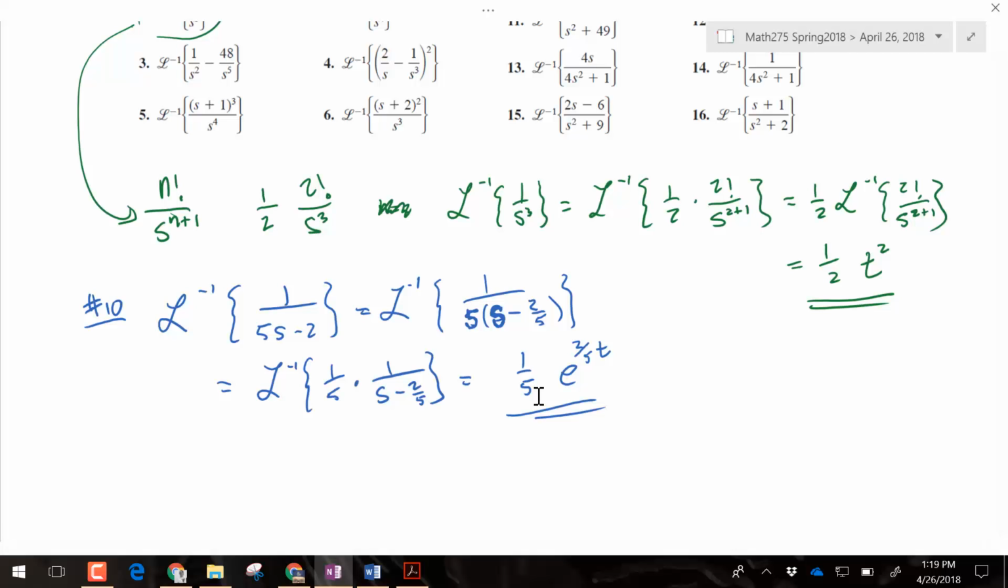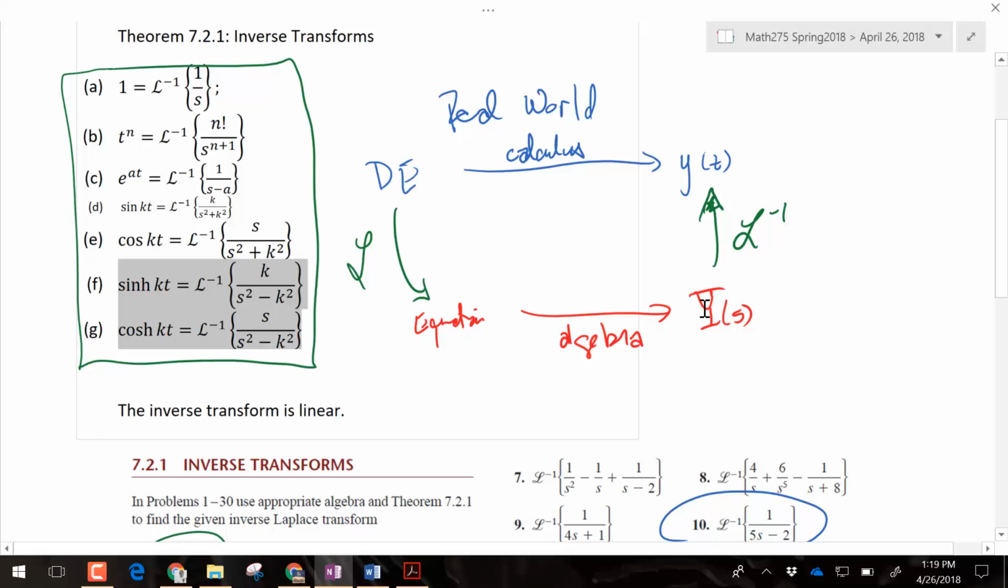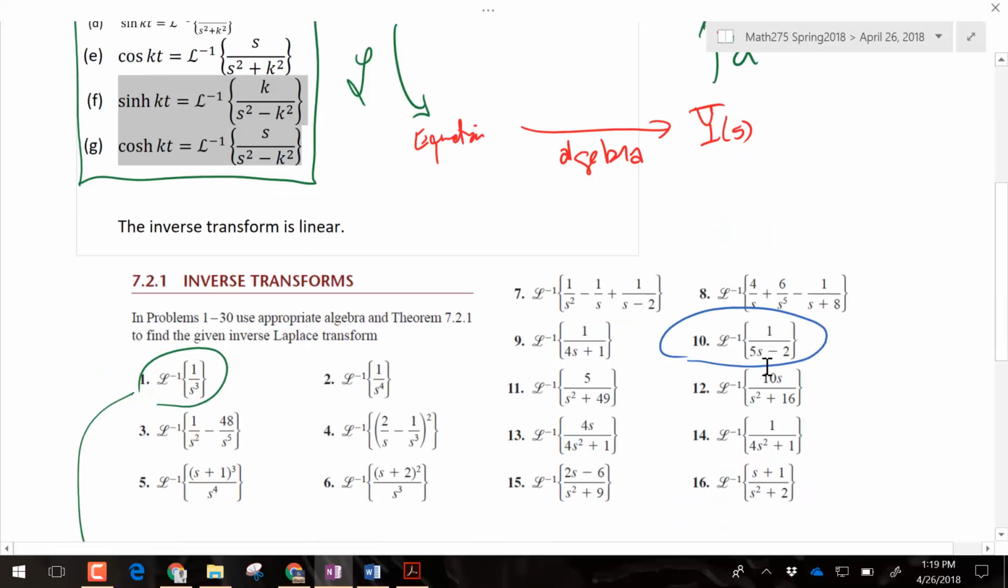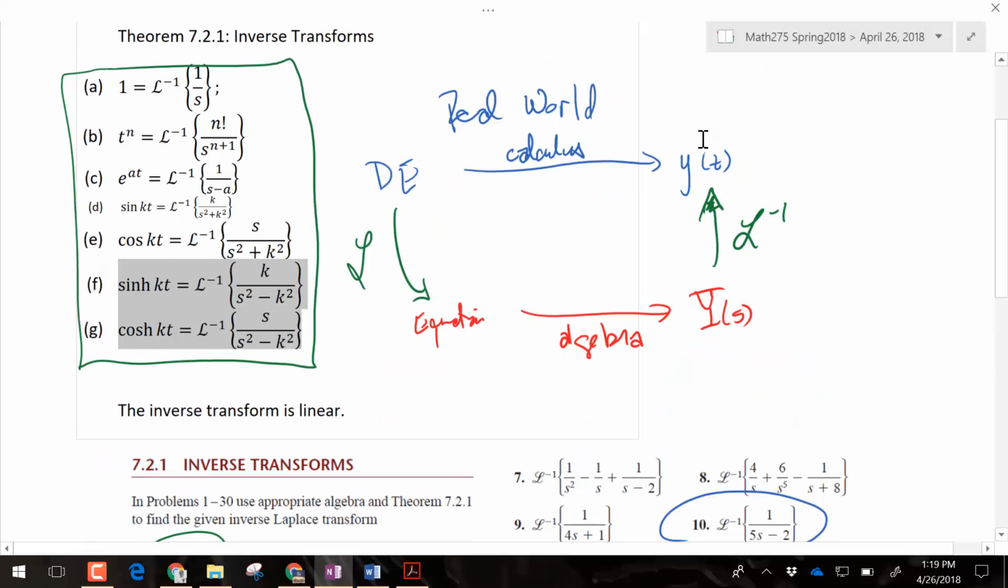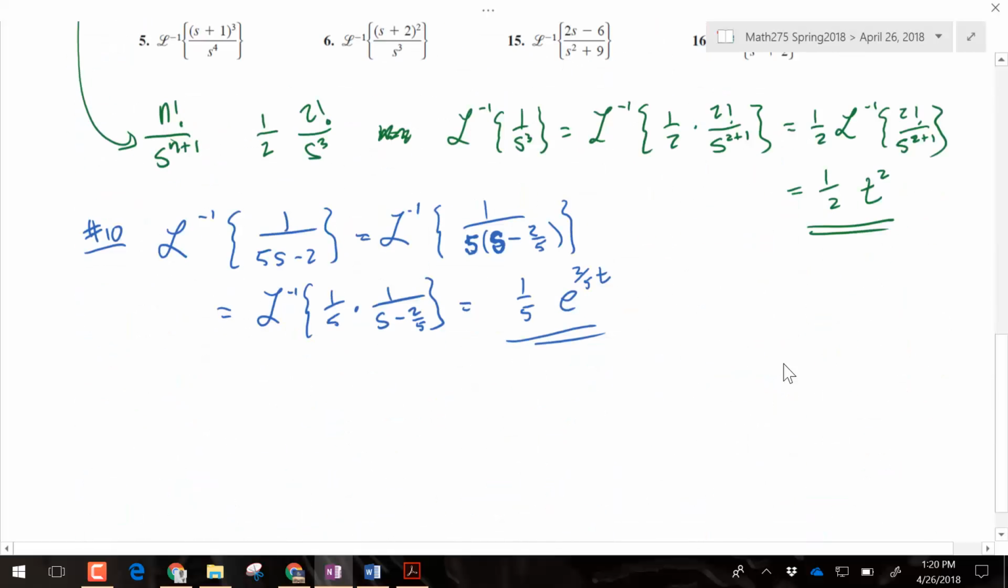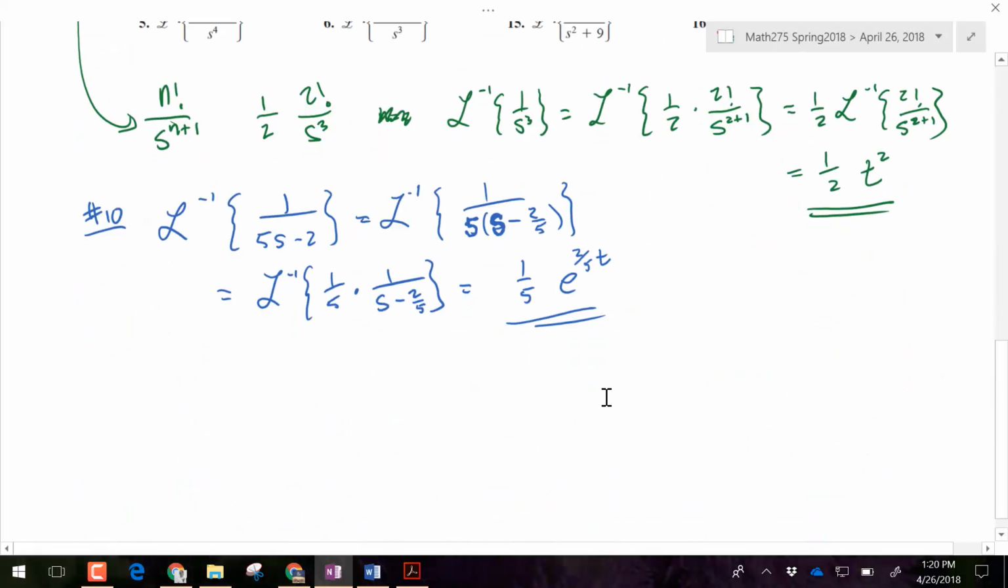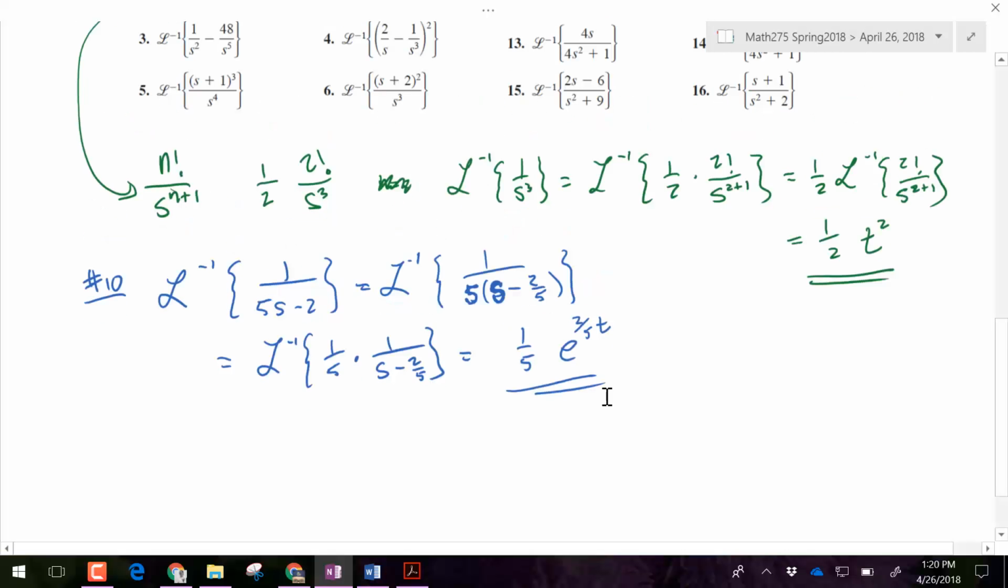It should always have a specific solution. So this is your y of t. If at the end of your algebra work in the Laplace world you get a function that looks like 1 over 5s minus 2, and you need to go back to the real world, that's the last step. In your last step, what you need to do is translate everything to make it look like one of those functions.